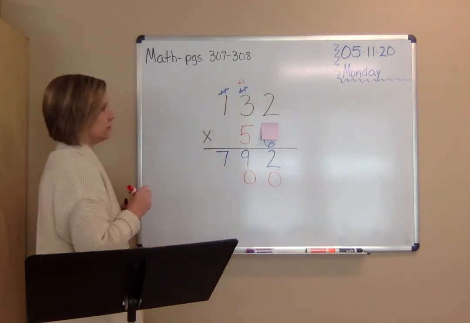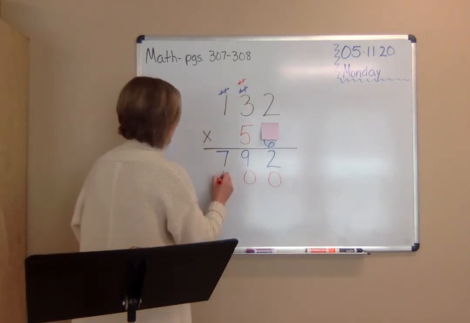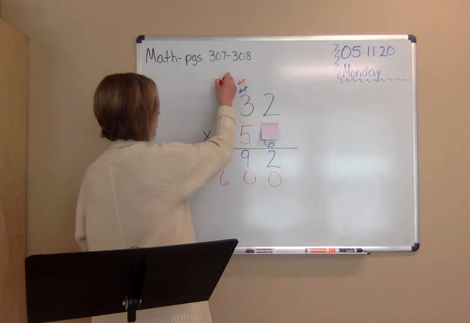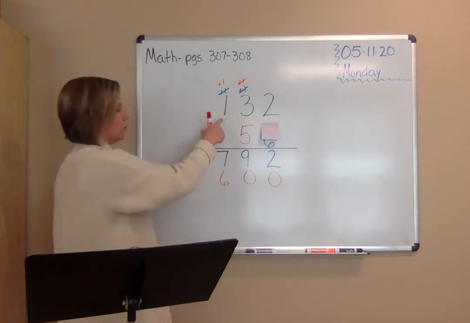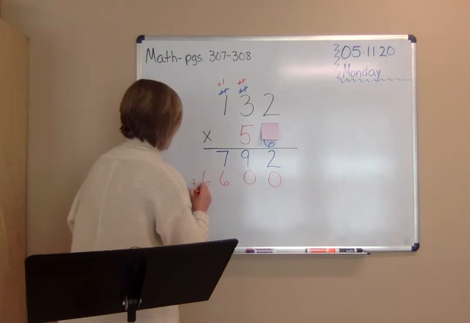5 times 3 is 15, plus 1 equals 16. 6 goes down, plus 1 goes up. 5 times 1 equals 5. 5 plus 1 equals 6. And then we add.